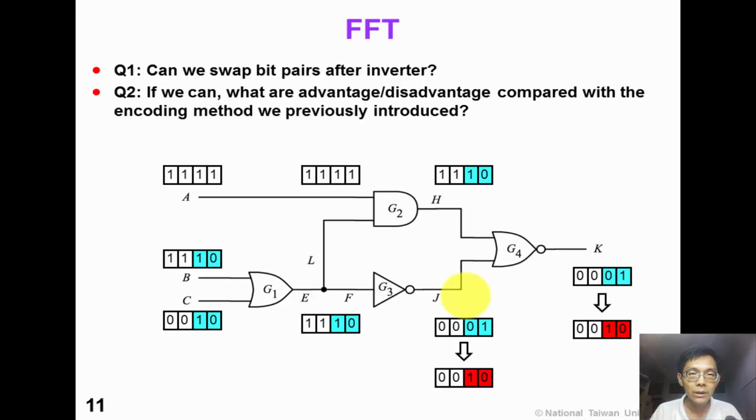So now we have a final FFT for you. Can we swap the pairs after each inverter? If we want to use 2 bits for encoding, for example, 1, 0 represents a U. After the inversion, can we simply swap these 2 bits so that we can obtain a correct U again? So same thing here. If we swap the 3rd and the 4th bit of output K, then we can obtain a correct output. If it does work, what are the advantage and the disadvantage compared with the encoding method that we previously taught in this video?